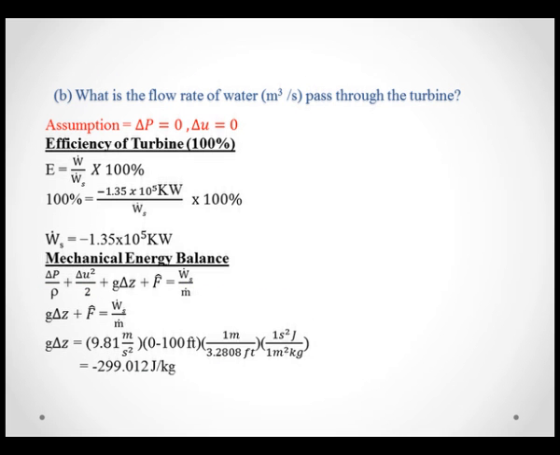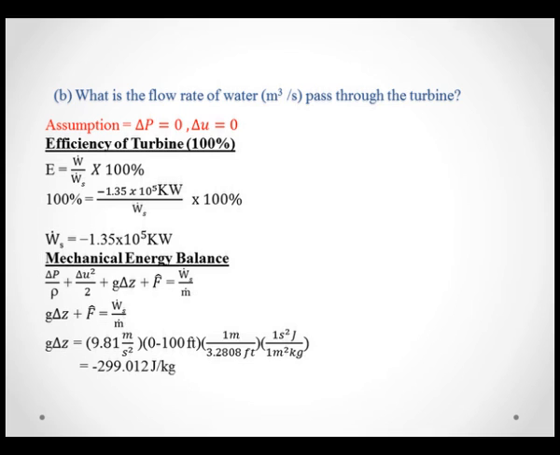For part B, what is the flow rate of water in meter cube per second passed through the turbine? Basically, this question asks about the volumetric flow rate of water. First, we use the formula of efficiency to find the mechanical energy or shaft work. The efficiency given in the question is 100%. The formula of efficiency is electrical energy divided by mechanical energy times 100%. When we solve the equation, we get the shaft work equals negative 1.35 times 10 power 5.